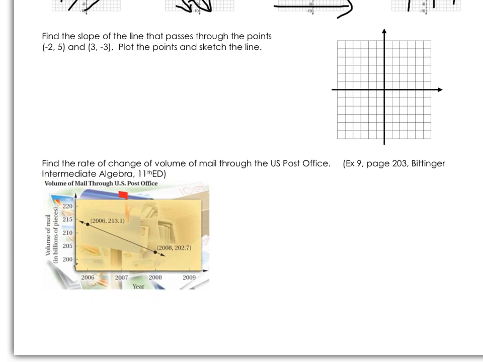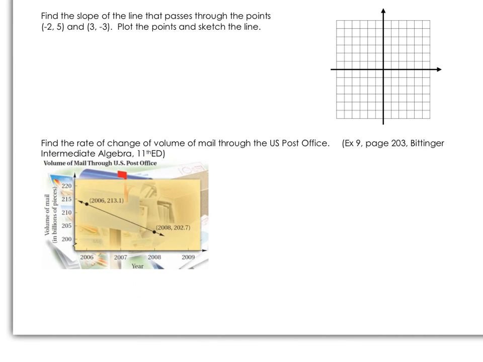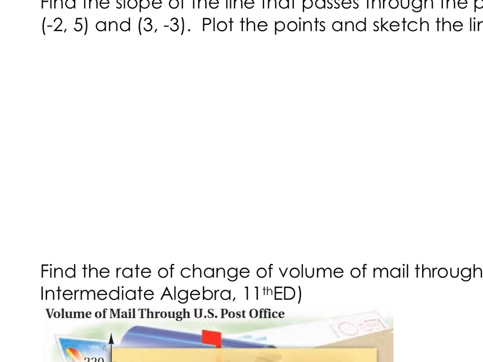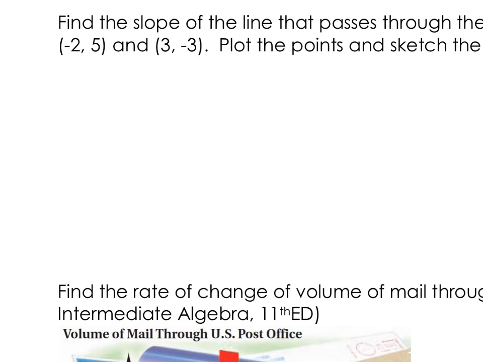So now let's find the slope of the line that passes through the points (-2, 5) and (3, -3). It doesn't really matter which point you designate to be (x1, y1) and which point you designate to be (x2, y2). You can choose either one, just make sure you're consistent.